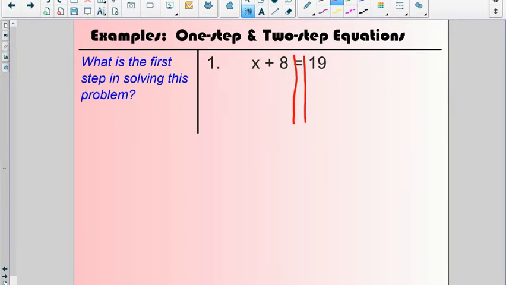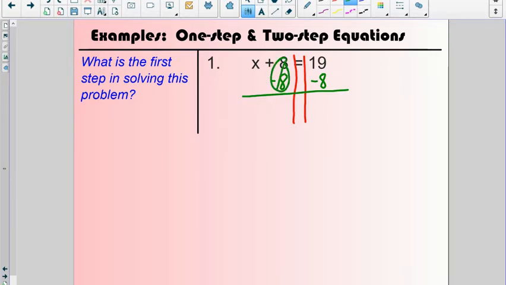Our goal is to try to get x completely by itself. So we have to get rid of the plus 8 in this problem. So think about what is the inverse of adding 8, or how do we undo adding 8? Well, we would take away or subtract 8. Now, the fundamental rule of algebra says I have to do the same thing to both sides of the equation to keep it balanced.